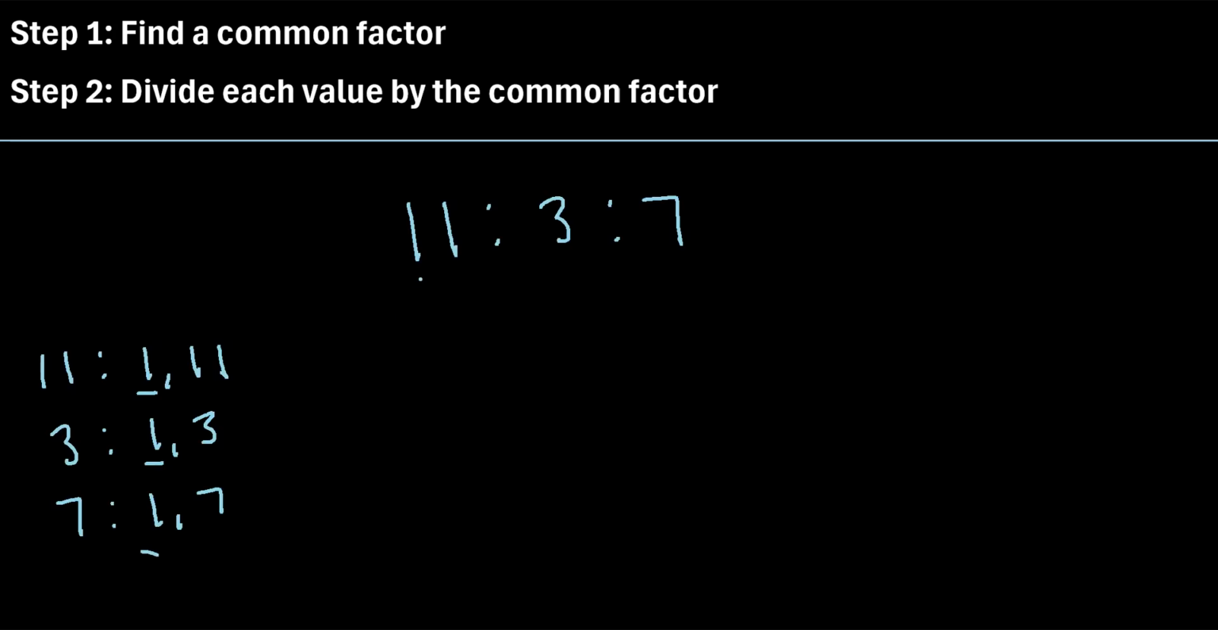So what that means is if we were to divide 11 and 3 and 7 all by 1, we would still be left with 11 to 3 to 7. So it turns out that this ratio already is simplified. In other words, there are no common factors that we can divide these three values by to simplify it any further. So just keep that in mind. When you encounter a ratio like this, where the three values don't all share a common factor, that means that the ratio is already in simplified form.